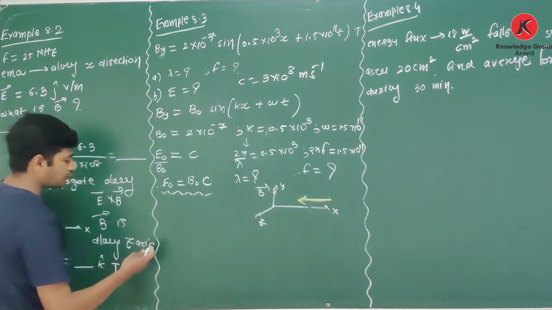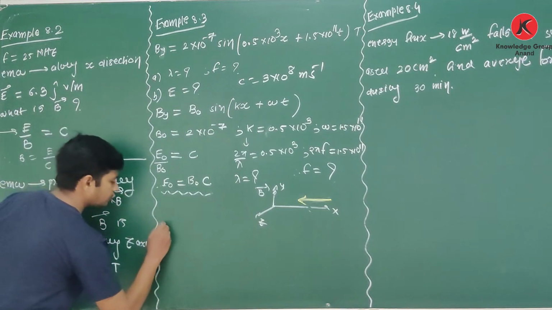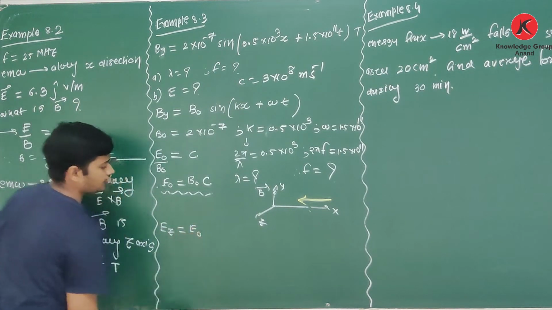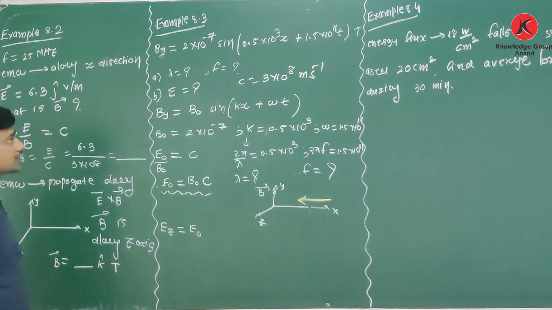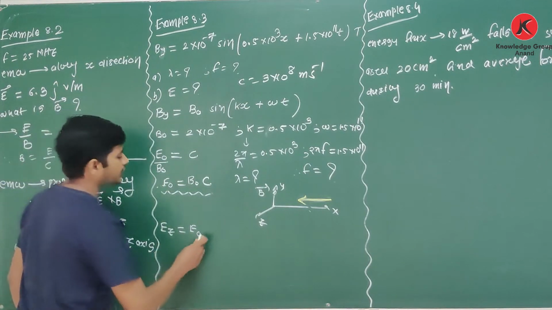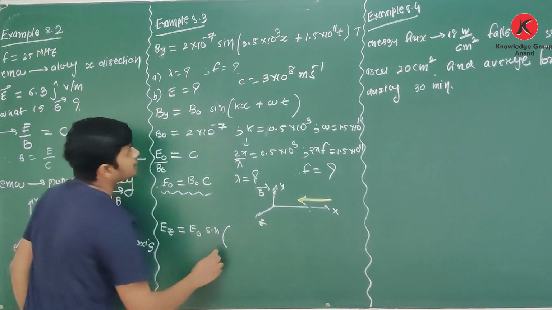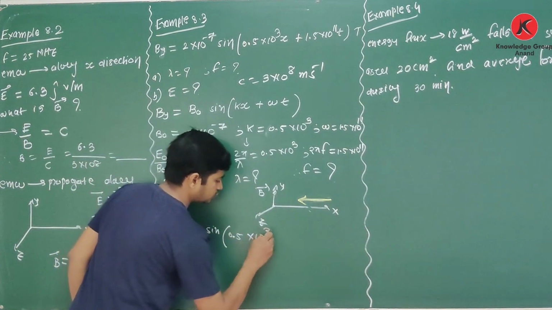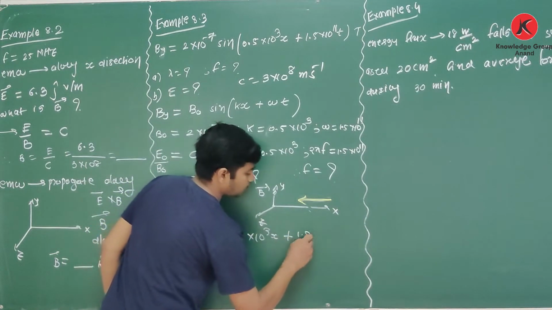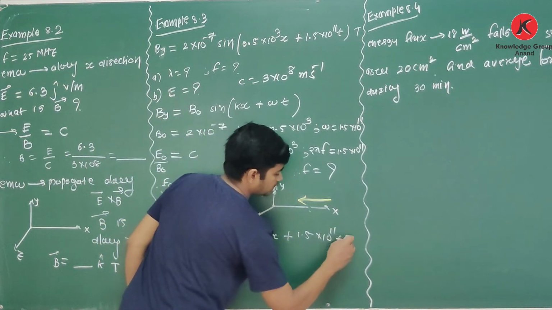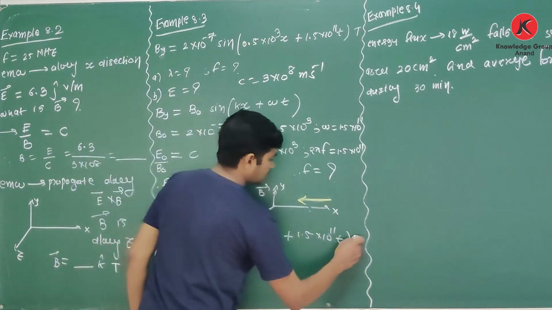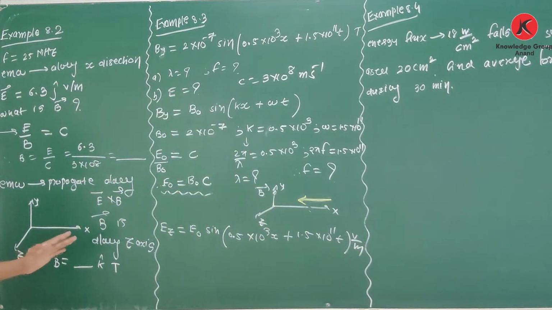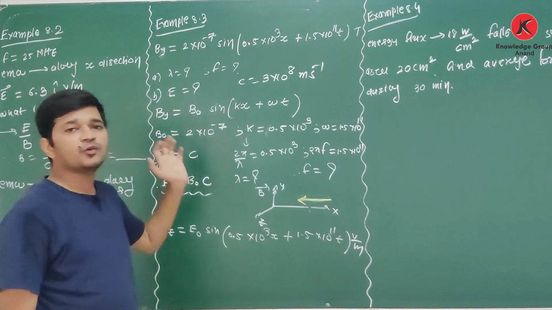So how to write the electric field vector? The electric field vector is Ez = E0 sin(0.5 × 10^3 x + 1.5 × 10^11 t) volt per meter. Clear about this? So it is one question which is again based on equations.